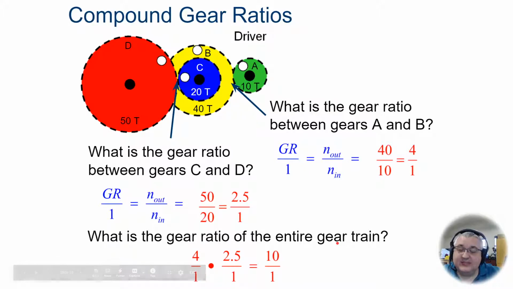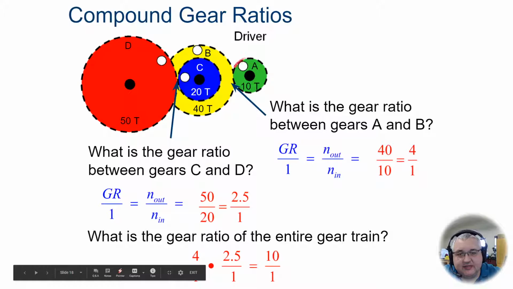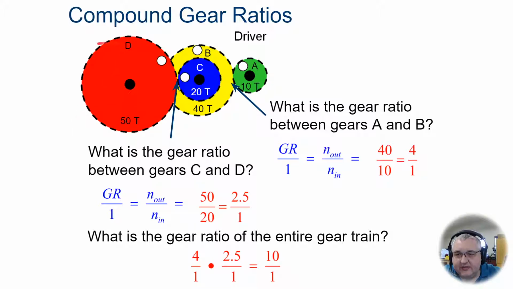In this case, it's above 1. I'm gaining mechanical advantage, so that means this needs to turn 10 times for D to turn 1 time, which means I am losing a lot of speed, because this turns 10 times for every single turn of this, but I'm gaining a lot of torque. This is going to have a lot of ability to apply power, because instead of high speed, I'm going for high torque.